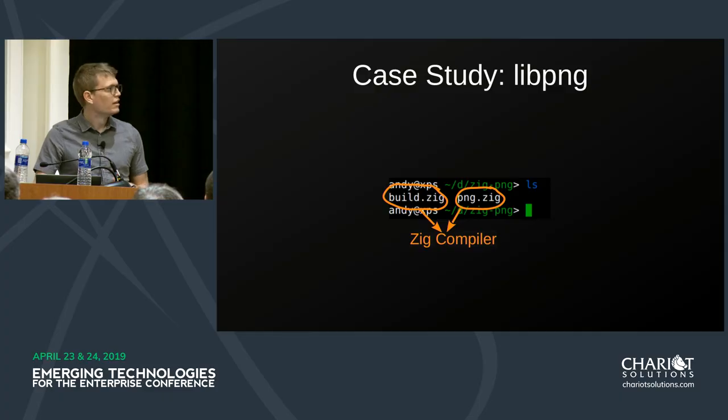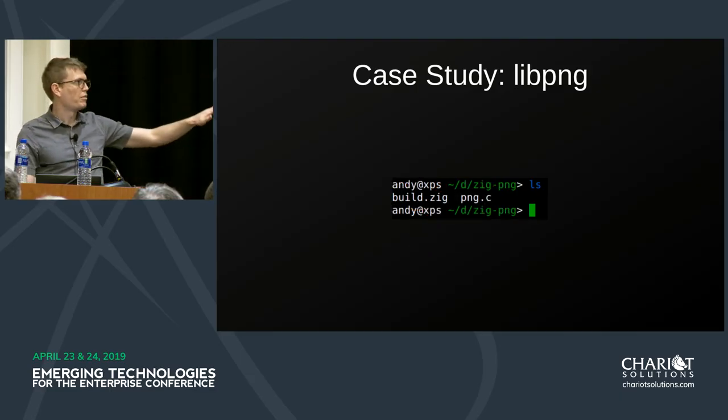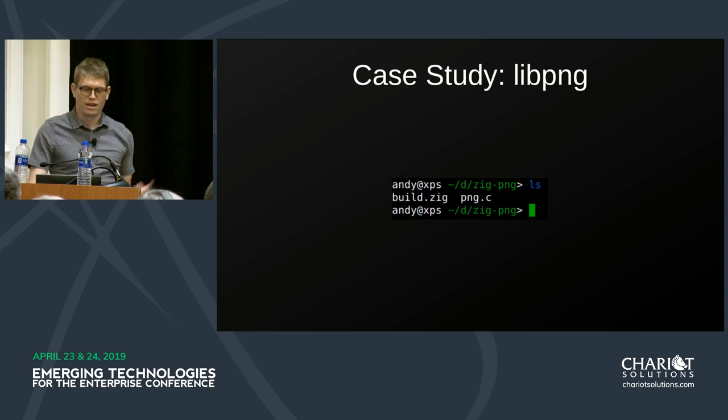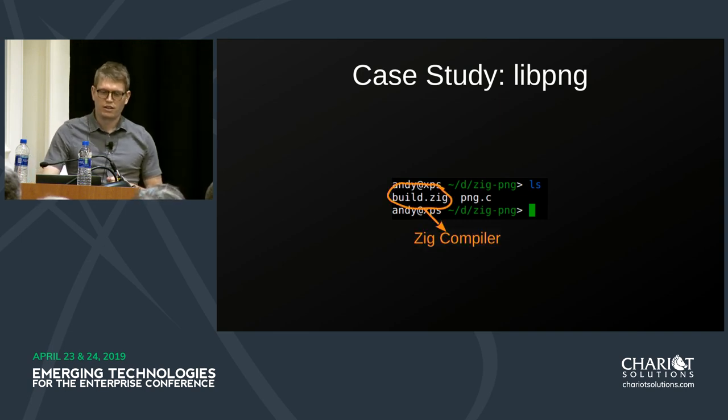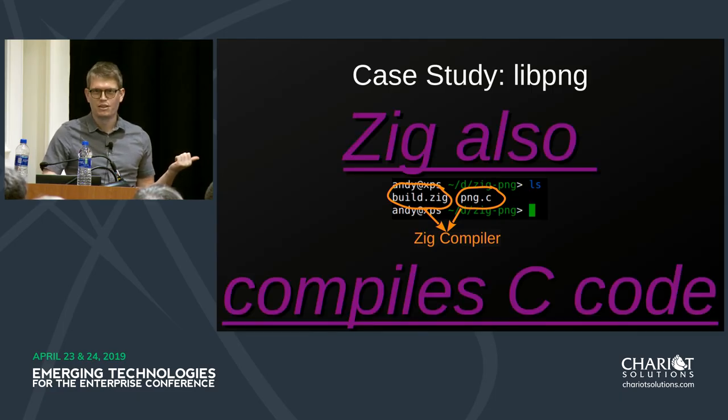Okay, well, what if I don't want to write it in Zig though? What if I just want to take the existing C code, but I want to use the Zig build system? Okay, well, definitely going to need the Zig compiler for the Zig build system. And okay, well, for the C code, I'm going to need to... wait, what? We just need Zig for both, because Zig also compiles C code.